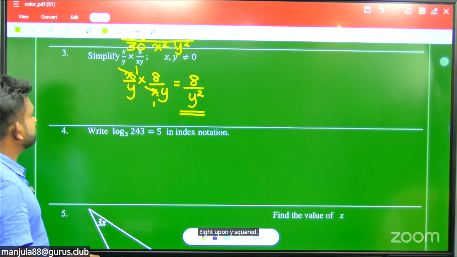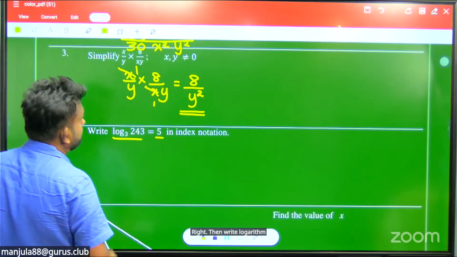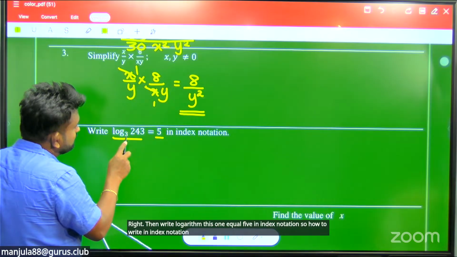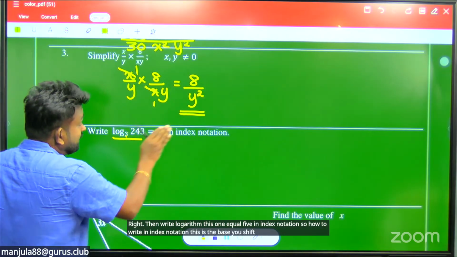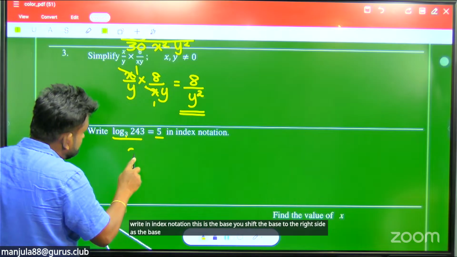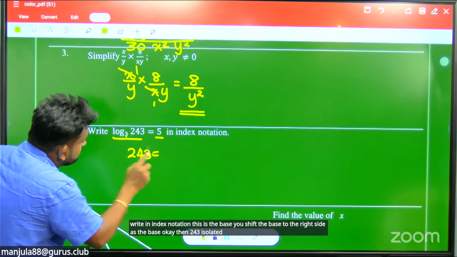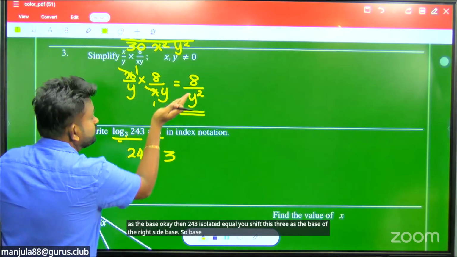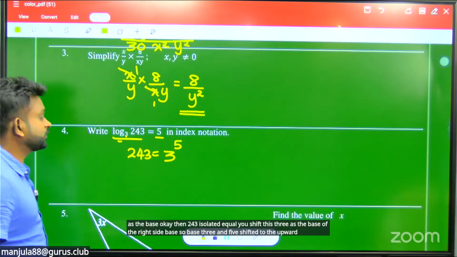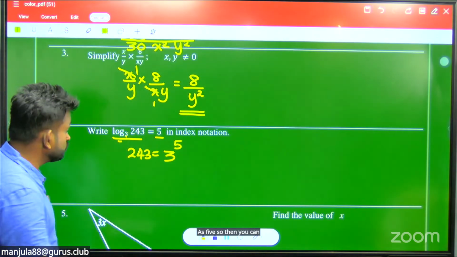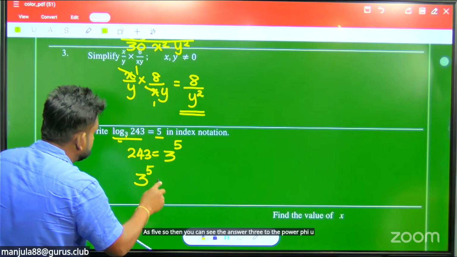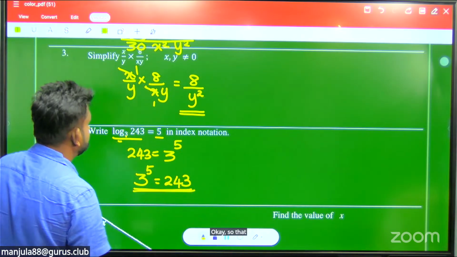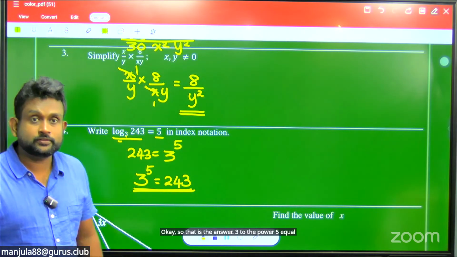Right. Then write the logarithm, this one equals 5, in index notation. So how to write in index notation? This is the base. You shift the base to the right side as the base. Then 243 isolated equals. You shift this 3 as the base on the right side. So base 3, and 5 shifted upward as the power. So then you can see the answer: 3 to the power 5 equals 243.